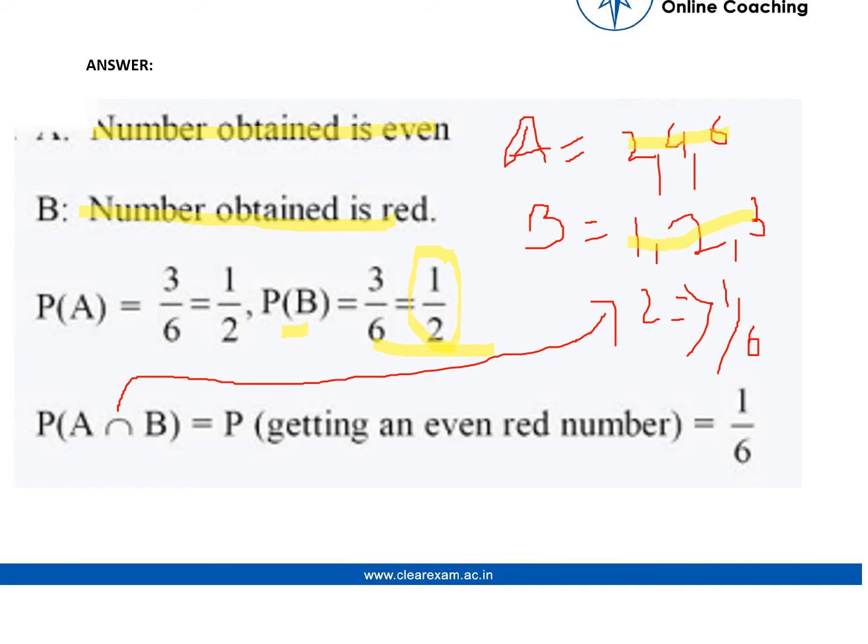So now we calculate the intersection of A and B. As we know, 2 is common and the total number of outcomes is 6. So the probability of A intersection B comes out to be 1 by 6.